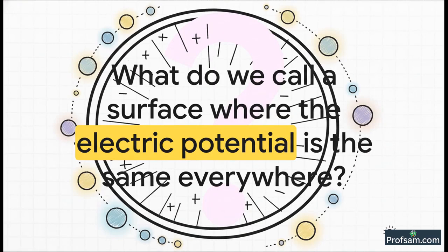And to finish, I want to leave you with a little puzzle to think about. If we agree that potential is like an electric height, then what will we call a surface in an electric field where every single point is at the exact same height, where the potential is constant everywhere? Think about that, because your answer is the key to our very next topic.